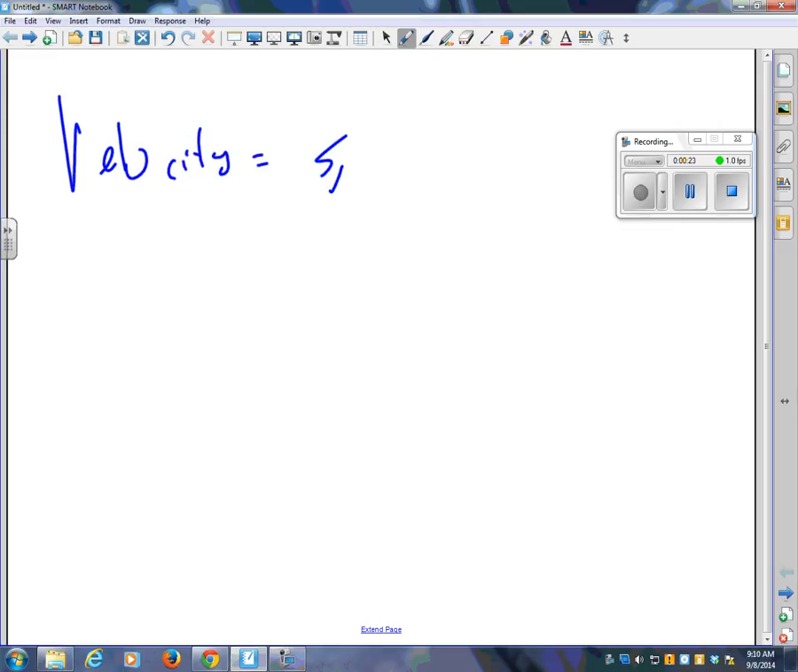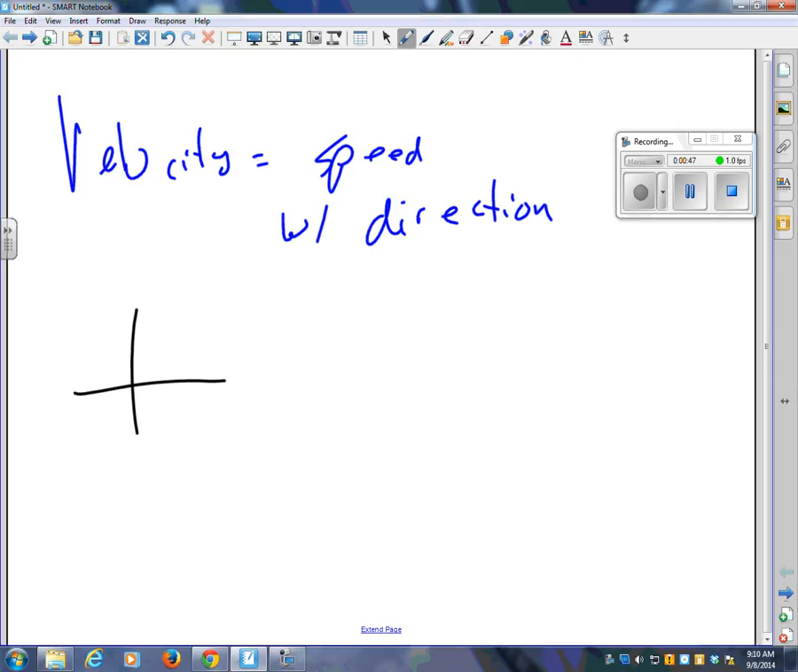Velocity is speed with direction. And I'm hoping you remember all those directional conventions, north, south, east, west, right? 30 degrees east of north, 40 degrees west, that kind of stuff. Do you remember the bearing method, how that worked? From way back when? Anybody? What's north in the bearing method?